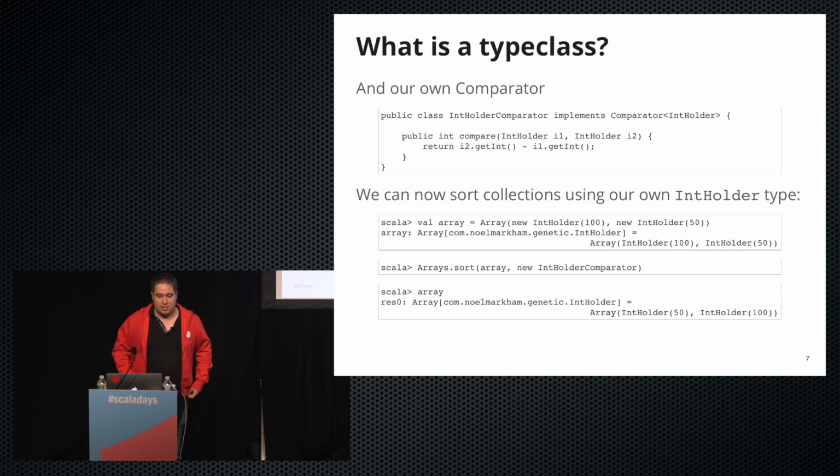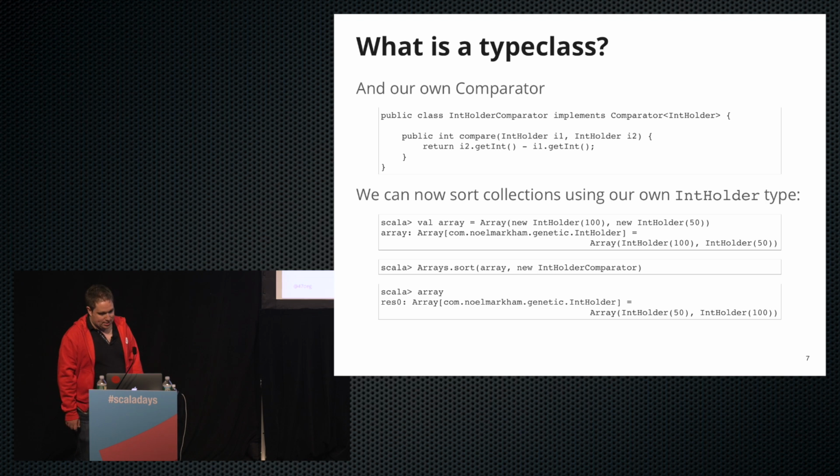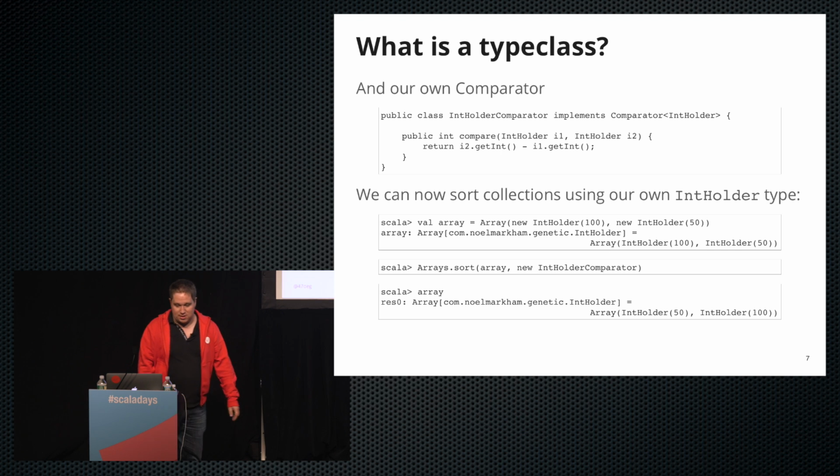Okay? And this would look something like this. And I'm back in the Scala REPL here. So we take an array of these IntHolders, and then we call sort, and of course it's mutable. But then when we go and inspect the value, we see that they've been sorted. And if we had a larger array which would fit on the slide, then it would show they sorted better.